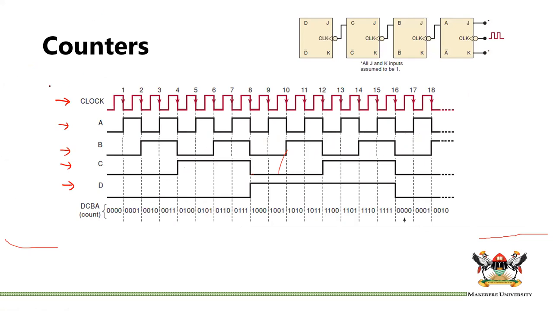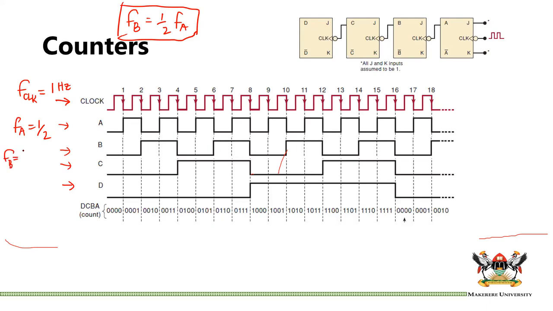I started by showing that if I take the frequency of the clock to be 1 hertz, then the frequency of A is clearly a half of that 1 hertz. Now the frequency of B is a half the frequency of A, because A is the one driving B, just like the clock drives A. And so the frequency of B is a quarter. The frequency of C is a half the frequency of B, which is 1/8. And the frequency of D is a half the frequency of C, so we have 1/16. This is because I started with a clock frequency of 1 hertz.